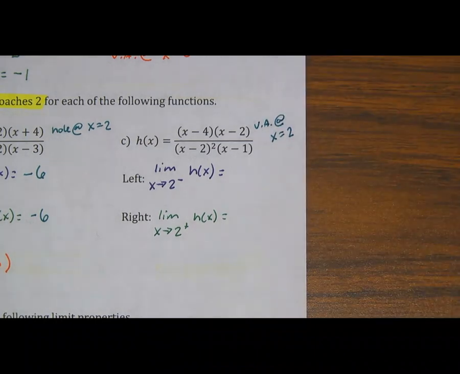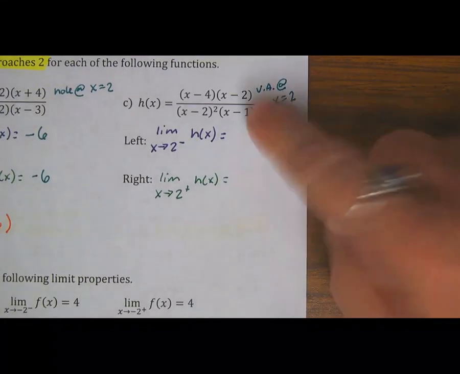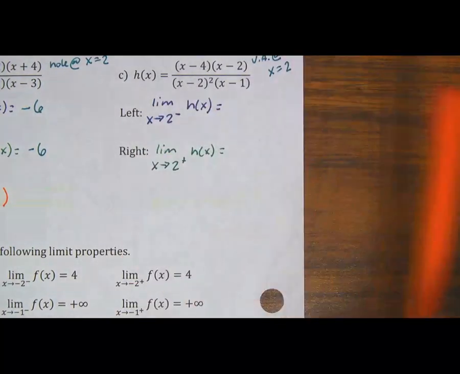You can't have both a hole and a vertical asymptote in the same location. So if that happens, vertical asymptotes trump holes. Okay, now that we know that, darn it, we're going to have to make a sign chart because we're going to have some infinity stuff happening here. So let's do that. Sign chart.